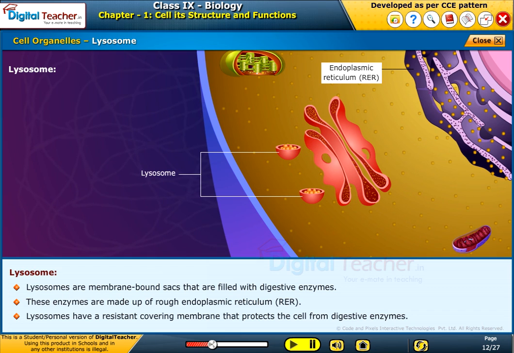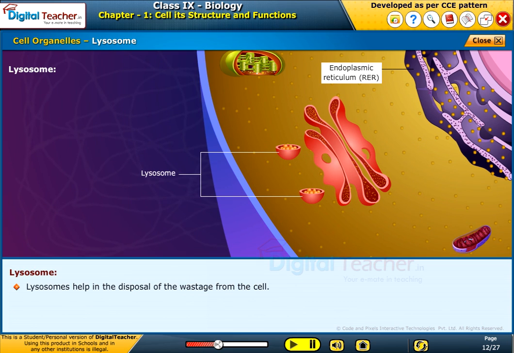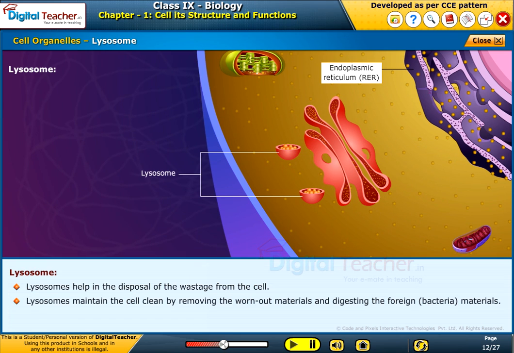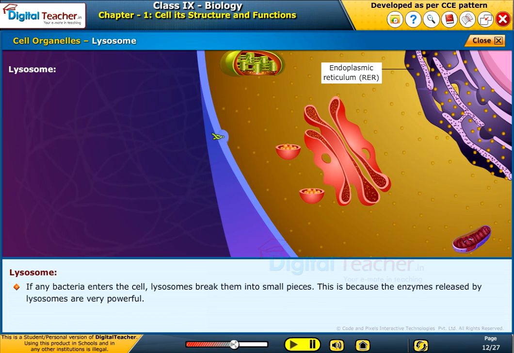Lysosomes have a resistant covering membrane that protects the cell from digestive enzymes. Lysosomes help in the disposal of the wastage from the cell. Lysosomes maintain the cell clean by removing the worn-out materials and digesting the foreign or bacteria materials. Lysosomes contain destructive enzymes. If any bacteria enter the cell, lysosomes break them into small pieces.